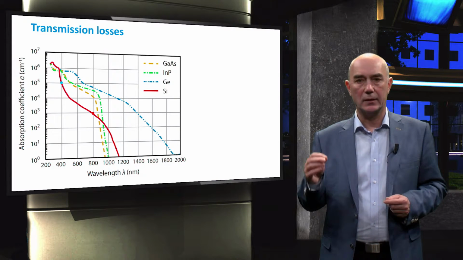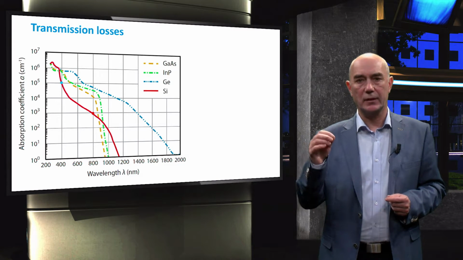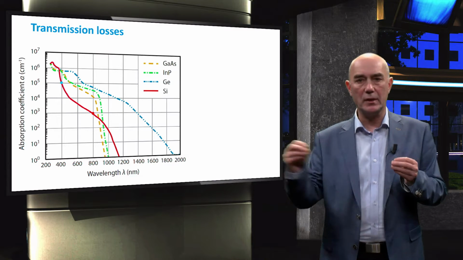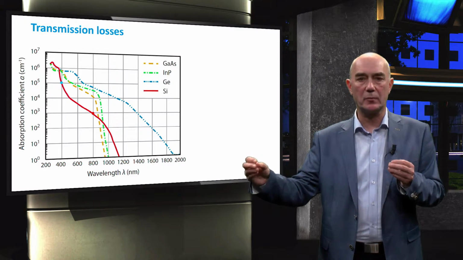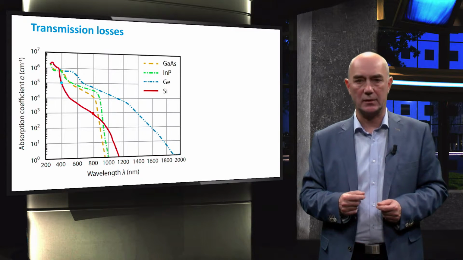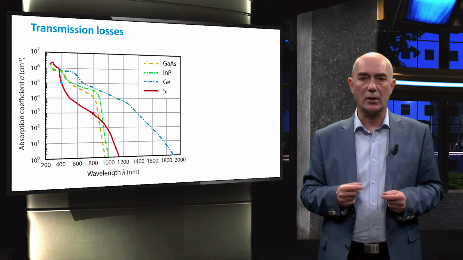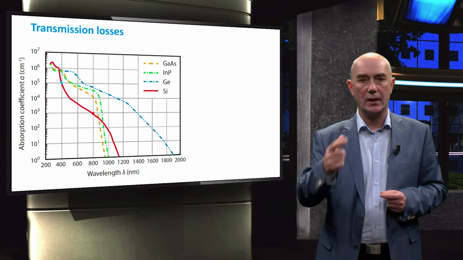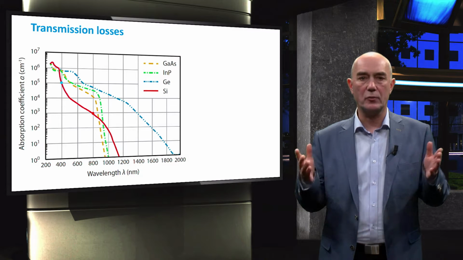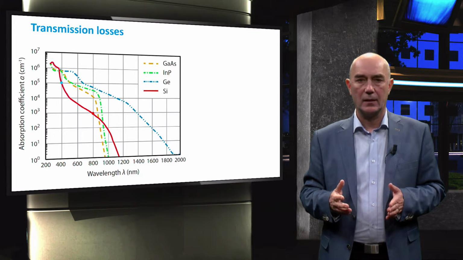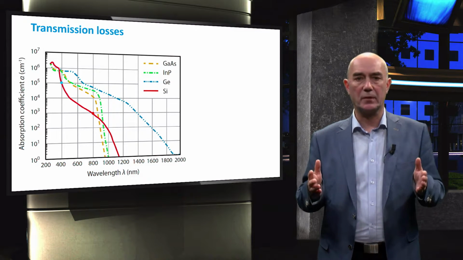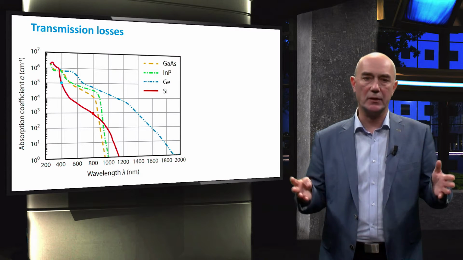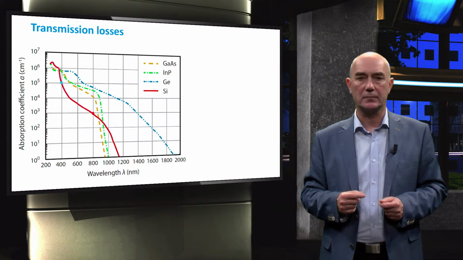Not all the light entering a solar cell can be absorbed. The light that passes through a solar cell without being absorbed causes the transmission losses. The transmission loss depends on two factors: the absorption coefficient and the optical path length through a material. In the figure, the absorption coefficient of 4 different semiconductor materials is plotted as a function of wavelength.